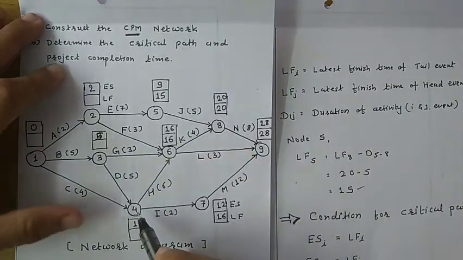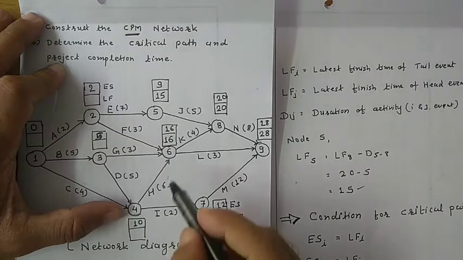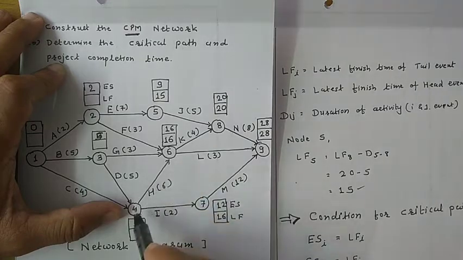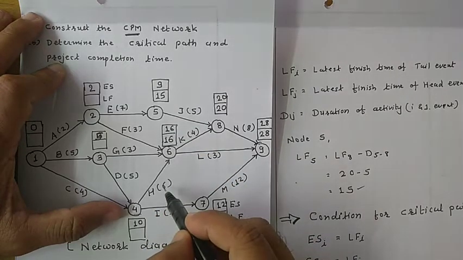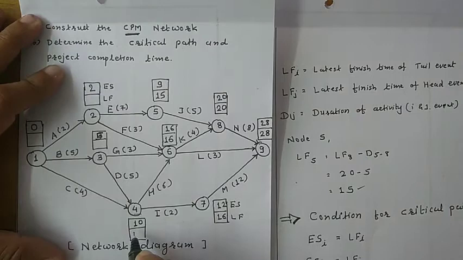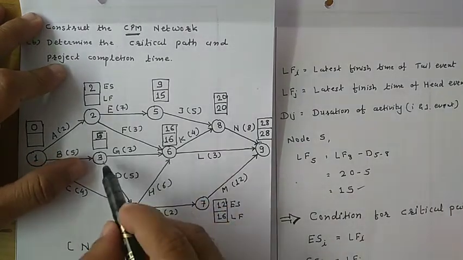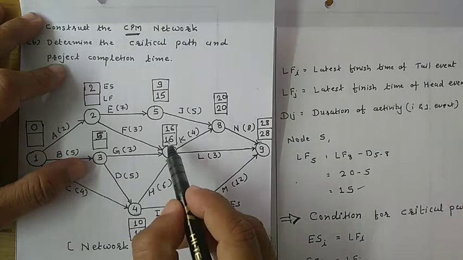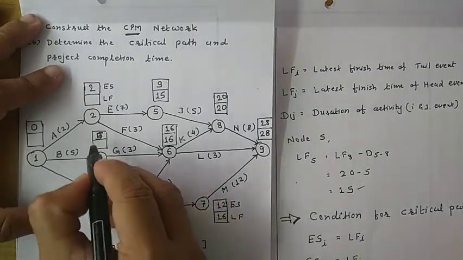For event number 4, again two possibilities are there. So calculate the latest finish time of these two and take the minimum. 16 minus 2 is 14, and 16 minus 6 is 10. So 10 is the minimum. Write down 10. For event number 3, again two activities are there, so calculate for both and take the minimum. 16 minus 3 is 13, and 10 minus 5 is 5. So 5 is the minimum. Write down 5.